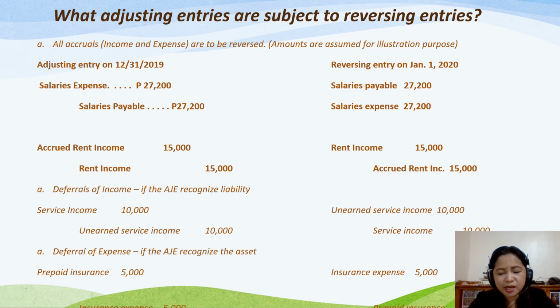debit prepaid insurance, credit insurance expense. This needs to be reversed, because the adjusting entry increases the asset, which is the prepaid insurance. To reverse, debit insurance expense 5,000 and credit prepaid insurance. However, if the original entry was the asset method, the adjusting entry has no reversing entry. Just always remember that in reversing entries, if the adjusting entry increases an asset or increases a liability, do the reversing entry. But if not, no reversing entry.